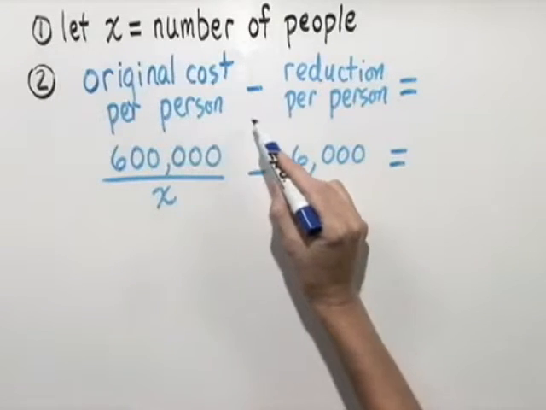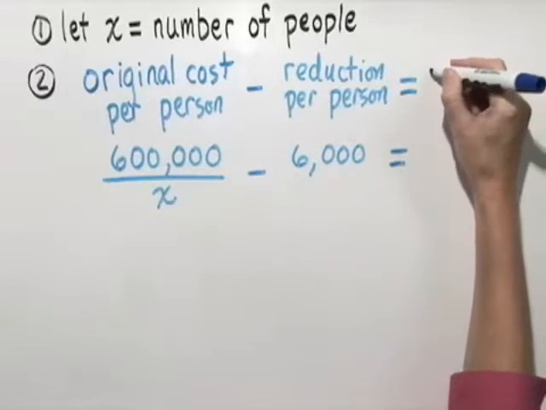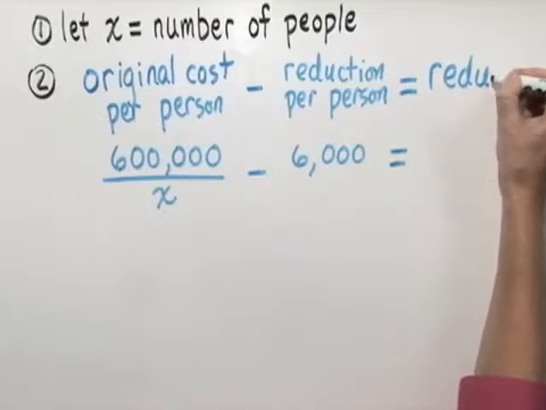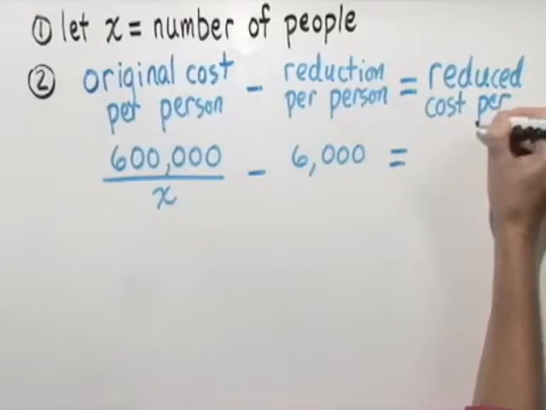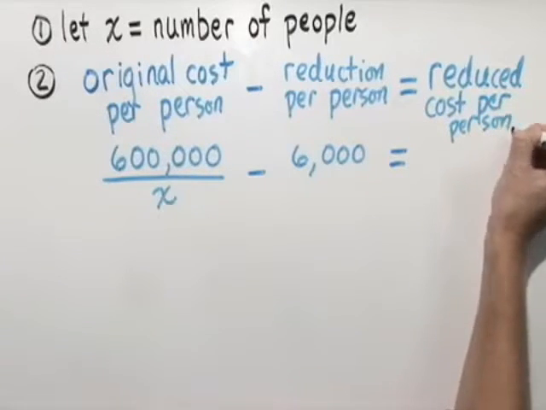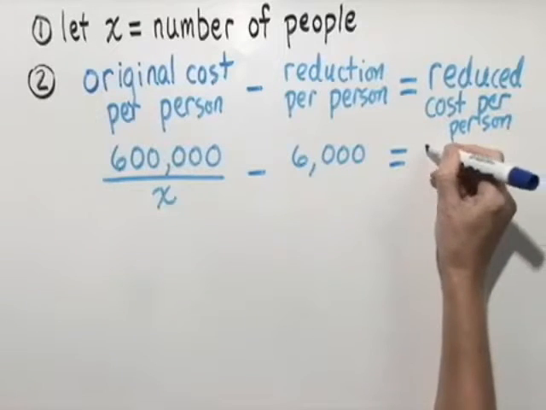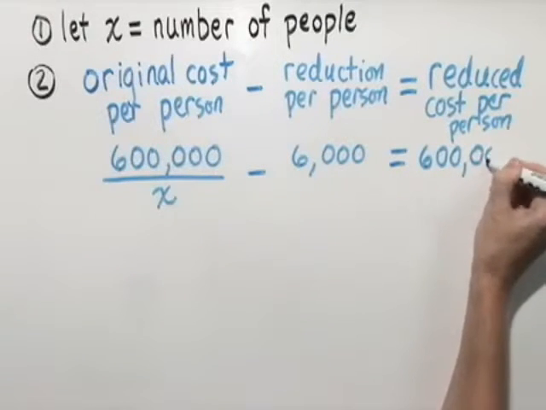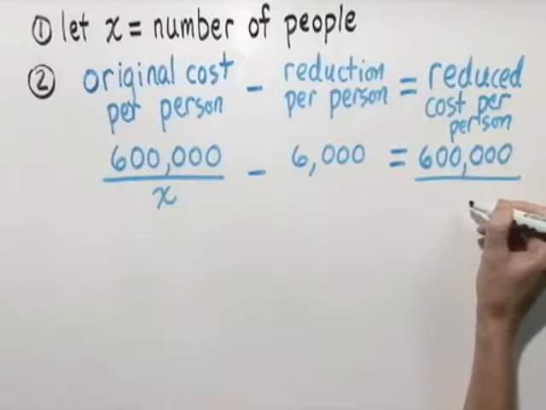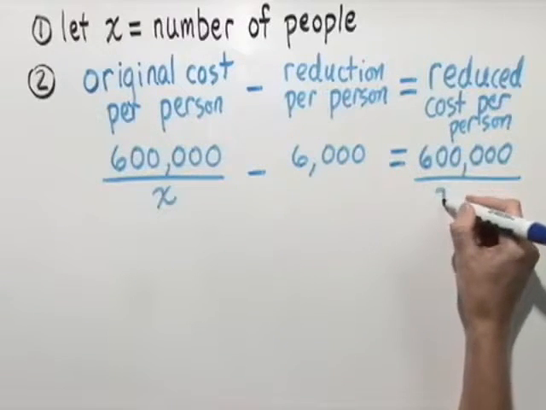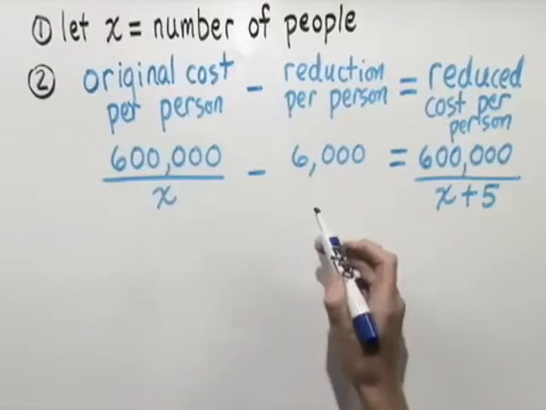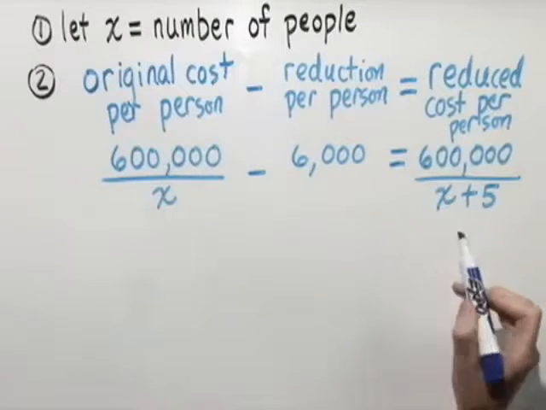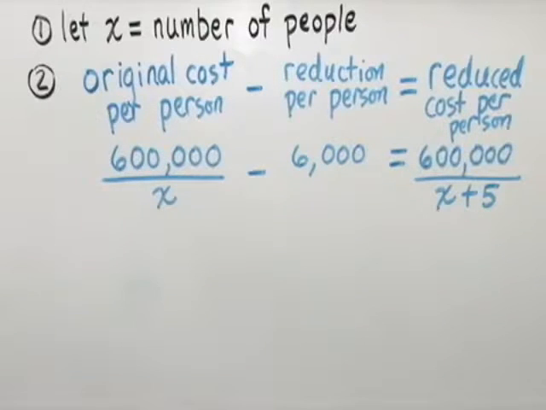We have the original cost minus the reduction per person, and that will be the reduced cost per person. Well, the reduced cost per person is again the total amount that the cabin costs divided by the number of people. Well, we were told if 5 more people joined the original group, then the price would be reduced by $6,000. So we're going to divide by X plus 5 on the right-hand side. Now that we have the equation set up, we can solve it.